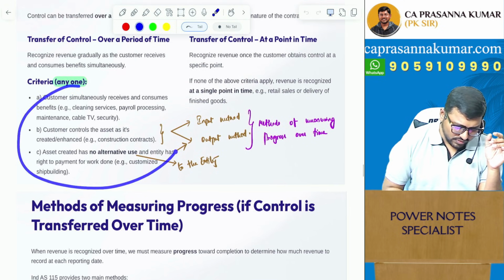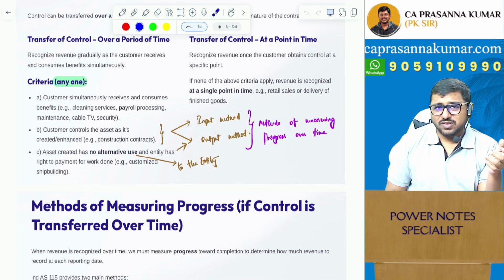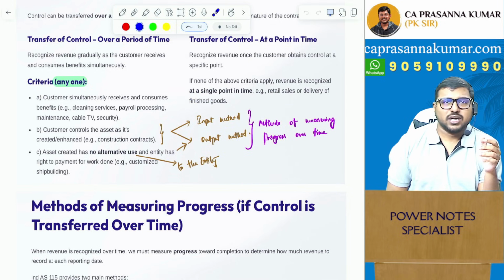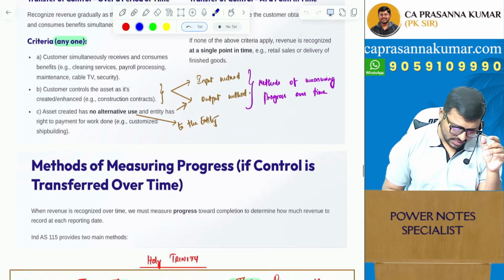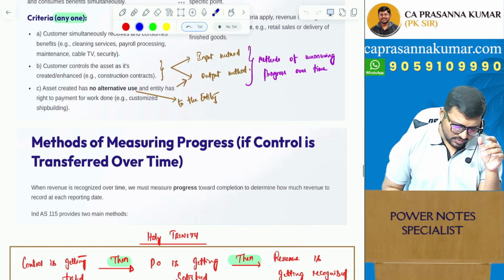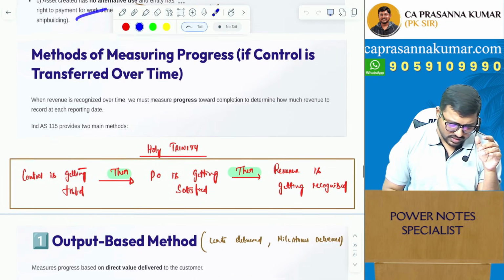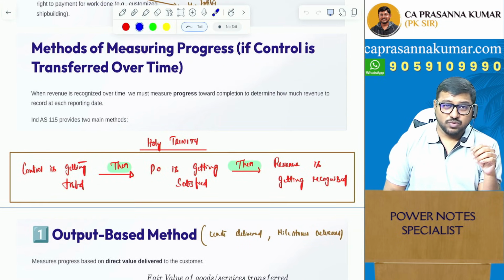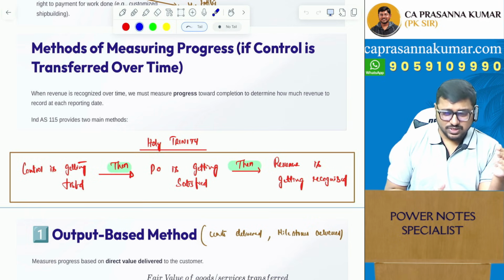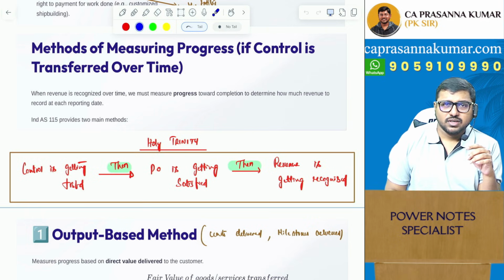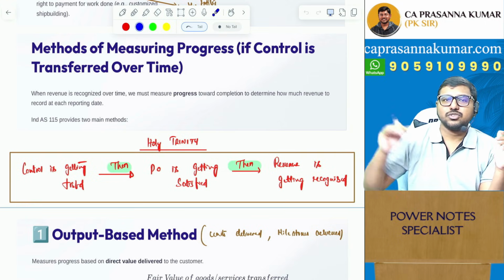Now, if any of these three specific scenarios, if your transaction doesn't fit in any of these three, automatically it will be what? Considered as transfer of control at a point of time. There ends the matter. Now, let's focus on these areas. So, in these two scenarios, basically what's happening is that you are actually constructing big projects, right? So, when you are constructing big projects, and we have already seen here that transfer of control happens over a period of time. As a result, PO gets satisfied over a period of time. As a result, revenue has to be recognized over a period of time.